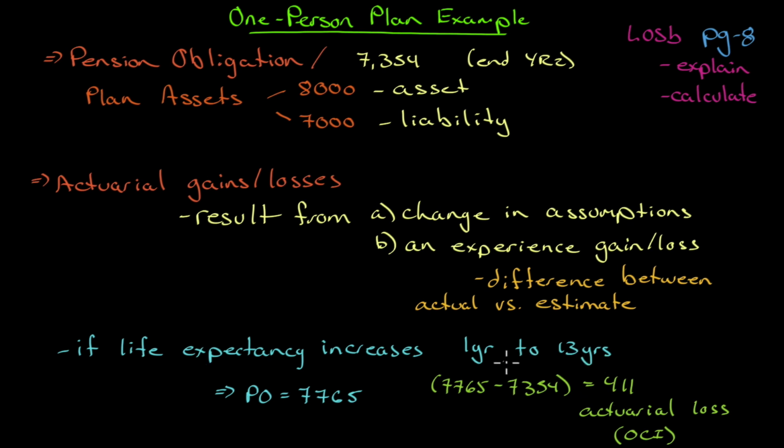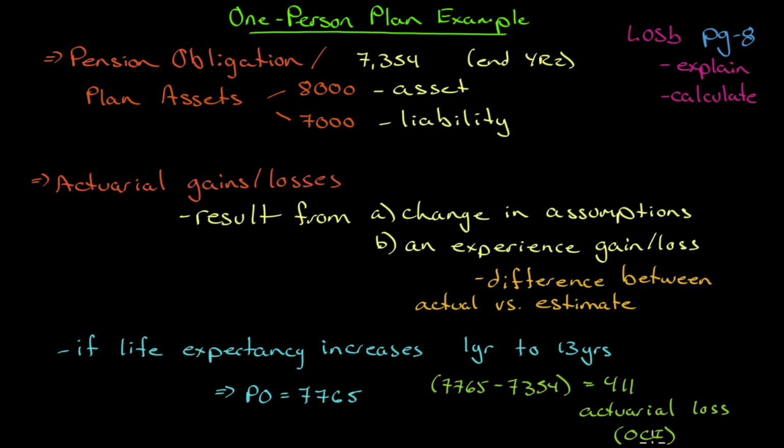Because we don't know if he's going to live the extra year, the actuary came along and said we need to change it to 13. That's a change in an actuarial assumption. This is called an actuarial loss. It's not called a part of the pension expense. We put it in other comprehensive income.